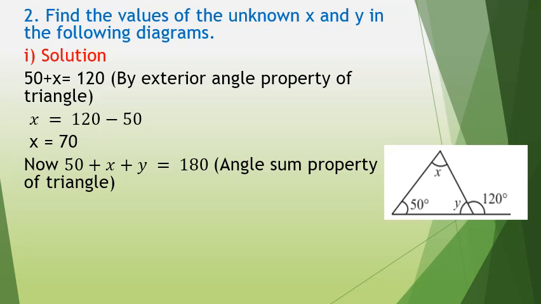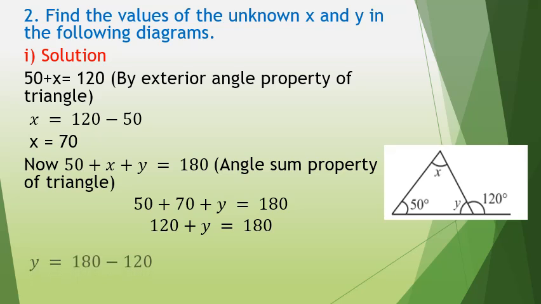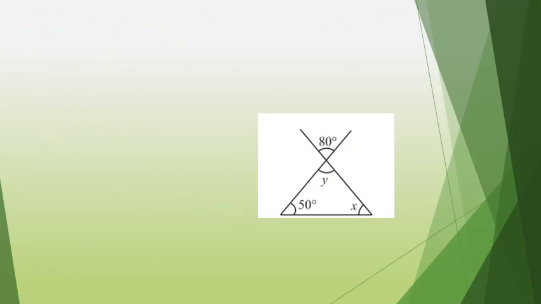Now substitute the value of x. We get 50 plus 70 plus y equal to 180 degree, or 120 plus y equal to 180 degree, or y equal to 180 minus 120 equal to 60 degree. Hence, x equal to 70 degree and y equal to 60 degree.